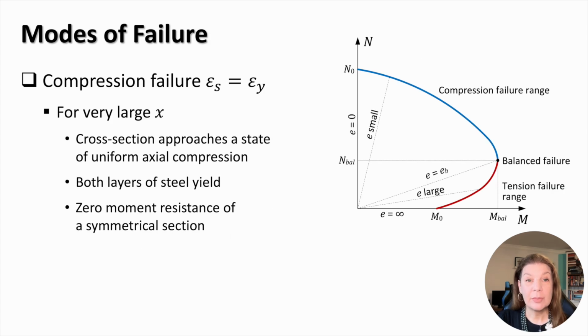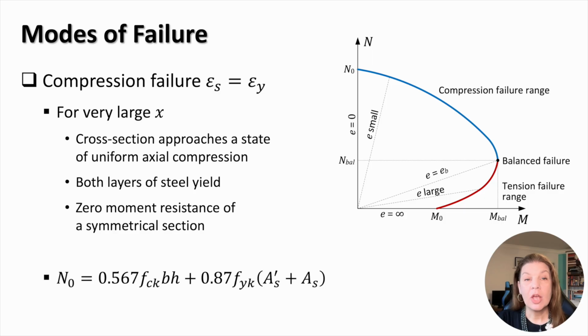For very large depths of concrete in compression, the cross-section approaches a state of uniform axial compression. Since both top and bottom reinforcement yield, symmetric sections have negligible moment resistance. The point of intersection of the interaction diagram with the N-axis represents the case of pure compression failure, corresponding to crushing of concrete and yielding of steel. In this case, the compression resistance consists of the maximum contributions of concrete and steel in the section.